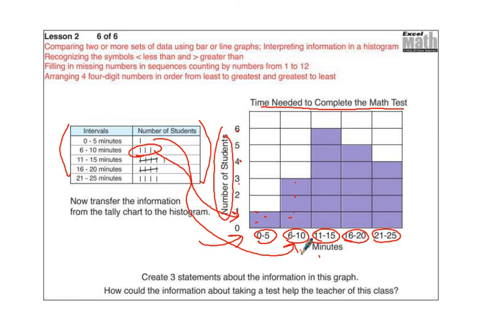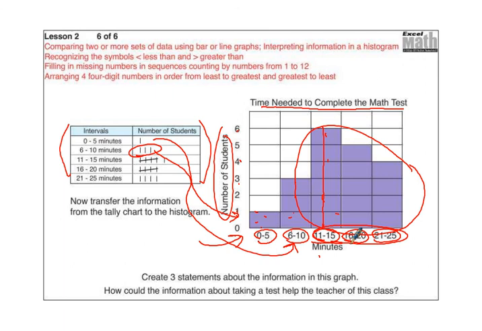Create 3 statements about the information in this graph. How could the information about taking a test help the teacher of this class? Well, we know that very few students took 0 to 5 minutes. Most kids in the class took, or the greatest time interval was from 11 to 15. And if you really look at this information, we see that most of the kids in the class are taking between 11 and 25 minutes.